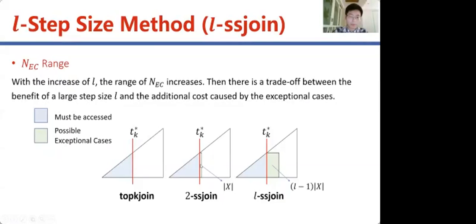As mentioned before, in 2-I-ssjoin, NEC is no larger than the size of X. And then in L-ssjoin, NEC is no larger than L minus 1 times the size of X. We notice that with the increase of L, NEC may increase, so there is a trade-off between the benefit of a large step size and the additional cost caused by the exceptional cases. There exists an optimal step size to achieve the best performance.